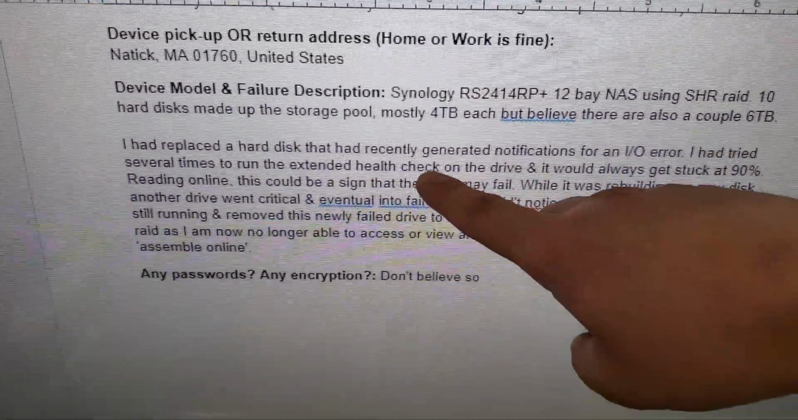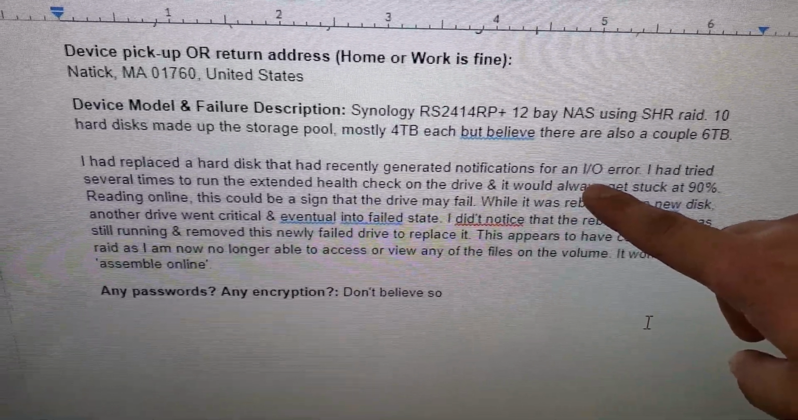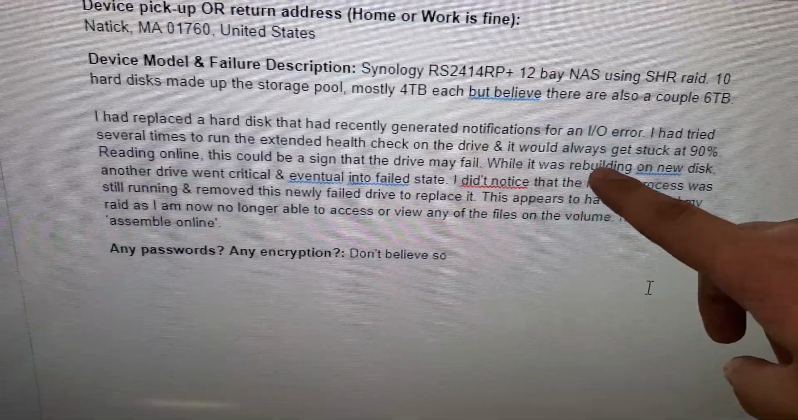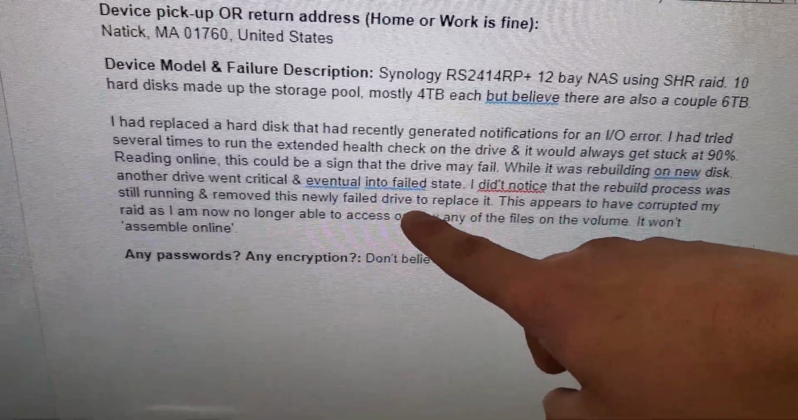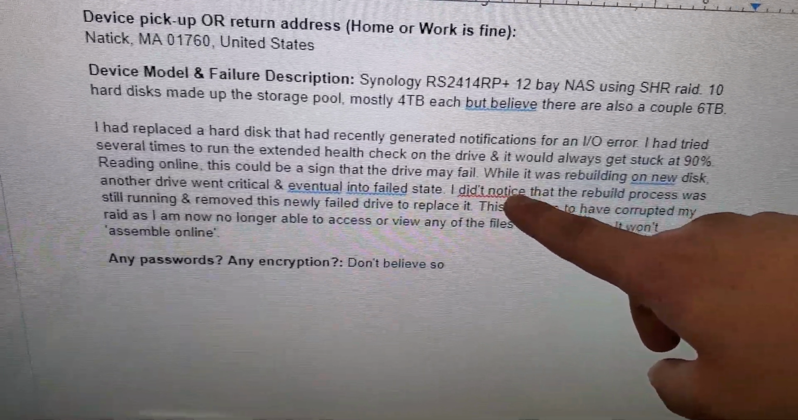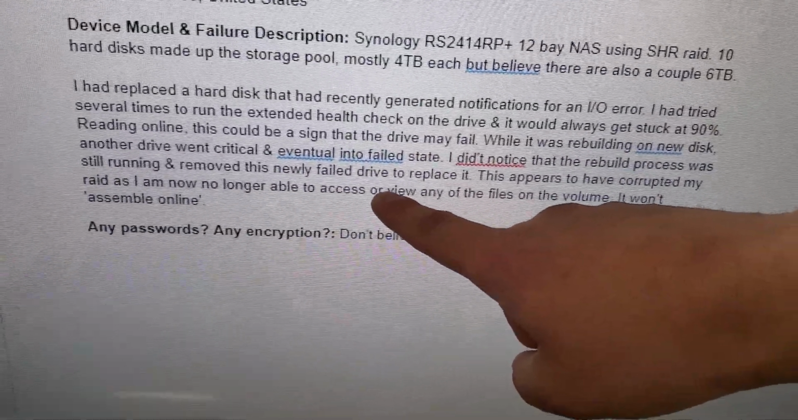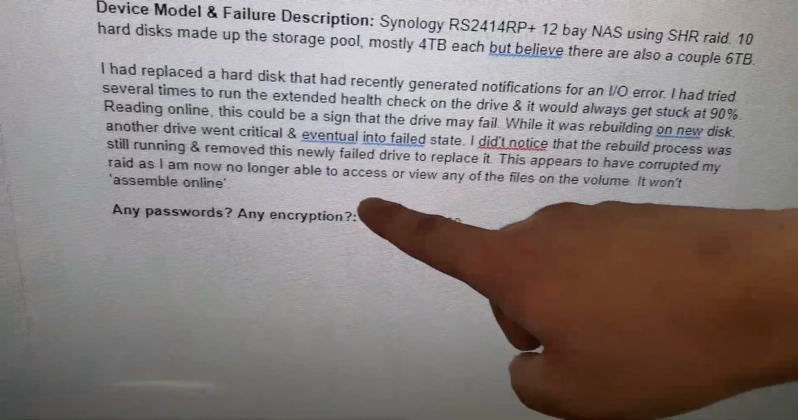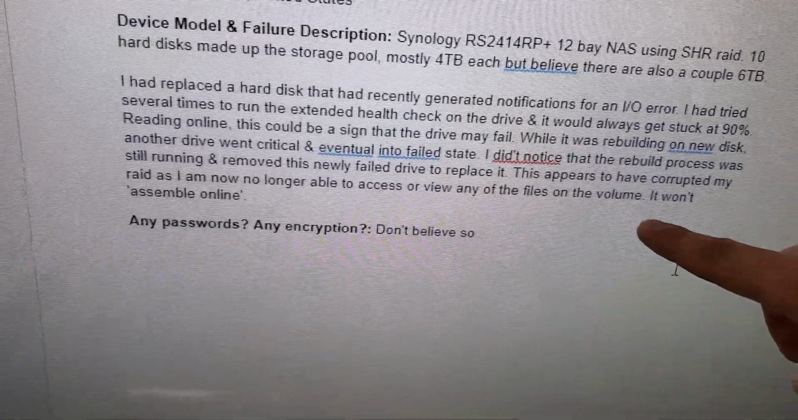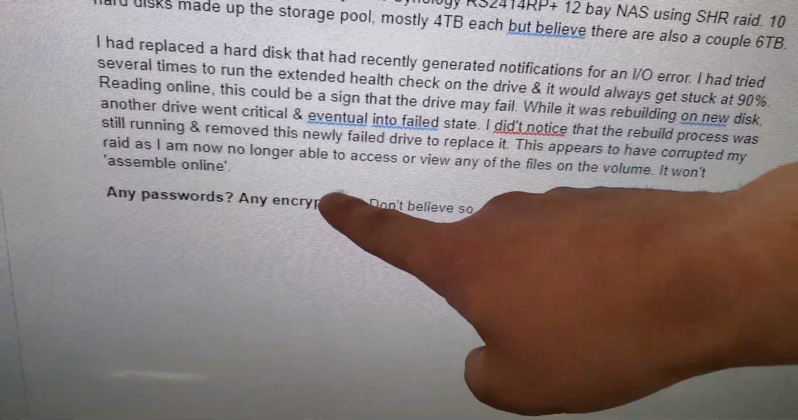What he's describing here is that he had replaced hard drives because it was generating an input-output error. I've tried several times to run extended health check on the drive, and it'll get stuck at 90%. This could be a sign that the drive may be failing, which is true. While I was rebuilding on a new disk, another drive went critical and eventually into a failed state. I didn't notice that the rebuild process was running, and I removed this newly failed drive to replace it. This appears to have corrupted the RAID, and now it won't assemble online.